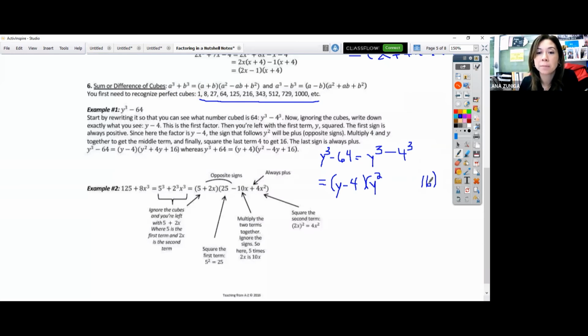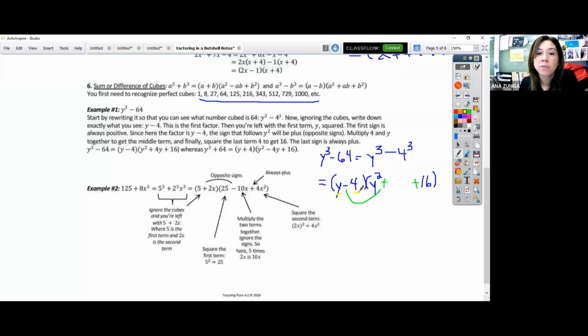That should be easy. Let's talk about the signs. There's going to be 2 signs. The first sign will always be opposite. If this is minus, this is plus. If this is plus, this is minus. And the last sign is always plus. Always. Always plus? Yes, always plus. And then what goes in the middle?